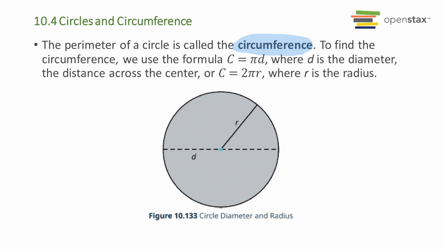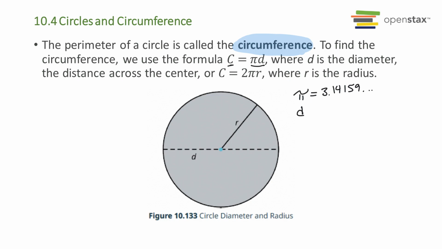So to find the circumference, we use the formula C equals pi times d, which is really circumference equals pi times diameter. And pi is a kind of never-ending decimal, but usually we just say it's 3.14159. That's as many digits as I remember, 3.14159.